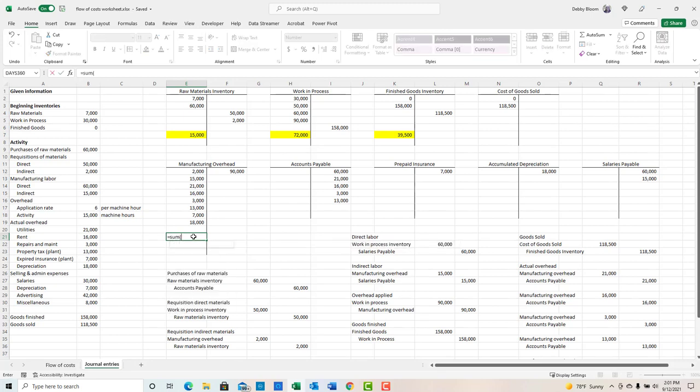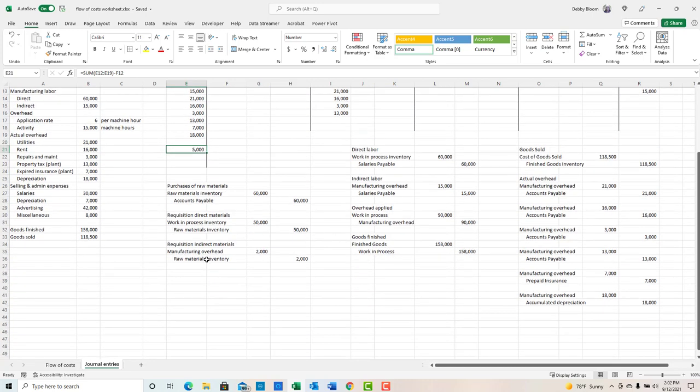So for manufacturing overhead, we're going to increase it by 2,000, 15, 21, 16, 3, 13, 7, and 18,000. And then decrease it by 90,000. So you're going to notice that we have a $5,000 debit balance in manufacturing overhead. I'm not going to color that yellow right now. In fact, I'm going to get rid of that balance in a moment. For our accounts payable and prepaid insurance, we don't really need those balances.